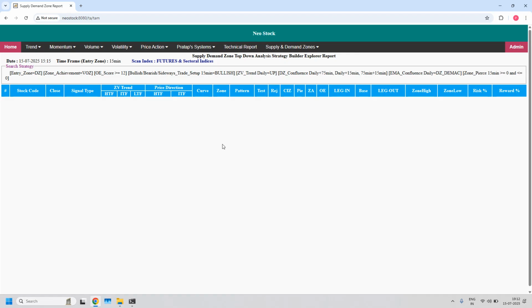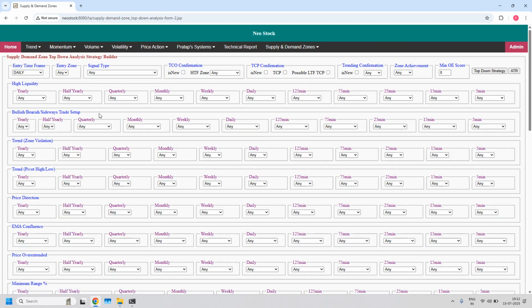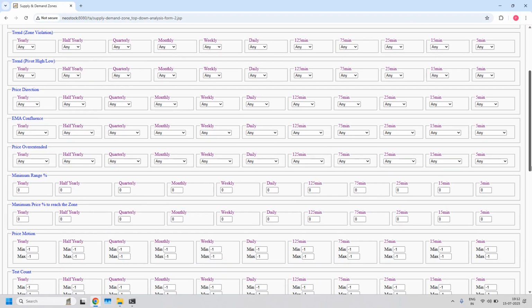Okay, next bearish trade setup for daily income trade. Entry time frame 15 minutes, entry zone supply zone. Here at 15 minutes, bearish, I am selecting zone achievement VOZ, minimum order enhance score 12, and also 15 minute supply zone should not be pierced.